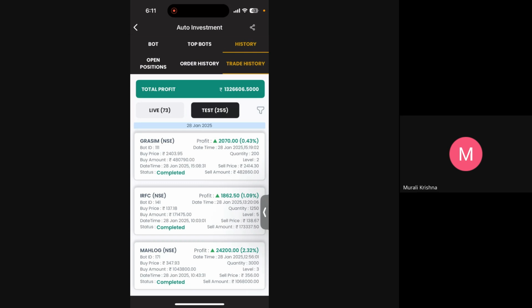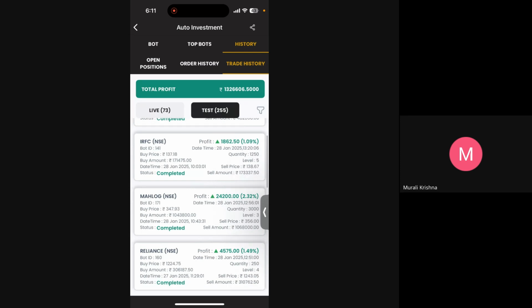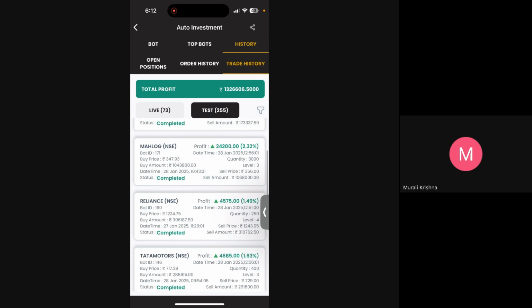So IRFC, you can see it has made 1% of profit. That too, it is an intraday. It bought at 137, 1250 shares, and sold at 138.6. You'll get in detail here what is the transaction with date and time. Mahindra Logistic also, it was an intraday. It was 2.32% booking profit, bought at 347 and sold at 356. Wow, this is fantastic, right? 3000 shares. Okay, Reliance 1224 buy and 1243.